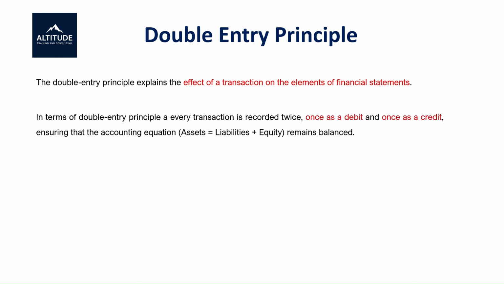The double entry principle says every transaction is recorded twice, once as a debit and once as a credit, and that will ensure that your accounting equation remains balanced at all times. You therefore cannot have a transaction that will have one leg, either a debit or a credit. Every transaction must have a debit and a credit. For every debit, there must be a credit, and for every credit, there must be a debit. The key rule of the double entry principle says the total debits must be equal to the total credits.